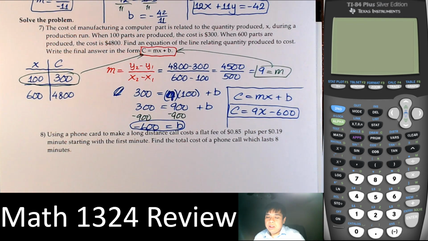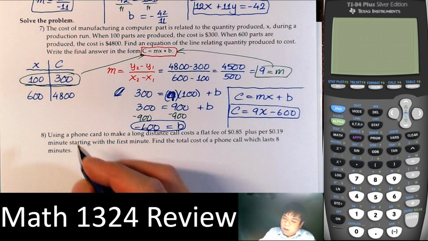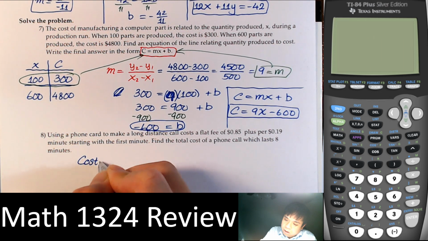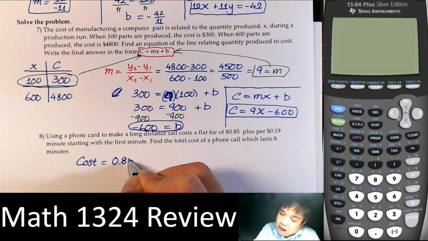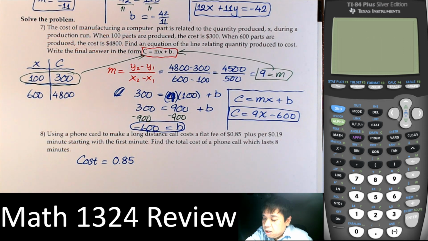Right. Using a phone call to make a long distance call, there is a flat rate of 85 cents plus 19 cents per minute, starting with the first minute. Find the total cost of the phone call which lasts 8 minutes. Right. So the cost: a flat fee of 85 cents, so regardless you have to pay 85 cents, and then 19 cents per minute starting with the first minute.